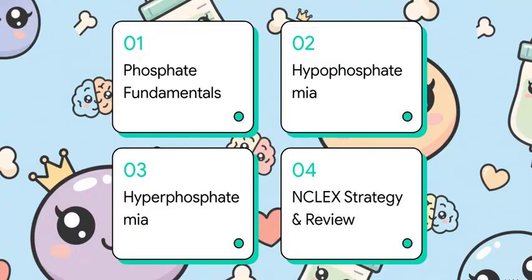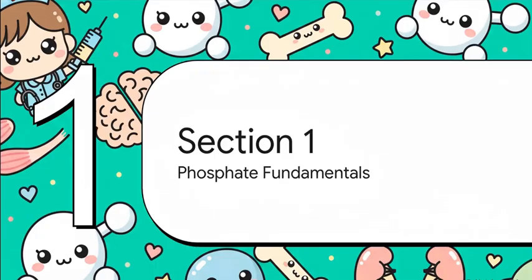So here's our game plan for today. We're going to start with the basics, the phosphate fundamentals. Then, we'll look at what happens when it's too low, that's hypophosphatemia, and when it's too high, hyperphosphatemia. And then, we'll wrap it all up with what you're really here for, the high-yield NCLEX strategies to make sure you're ready for testing. Okay, let's start with Section 1, Phosphate Fundamentals. Getting a good grip on this makes everything else fall into place so much easier.